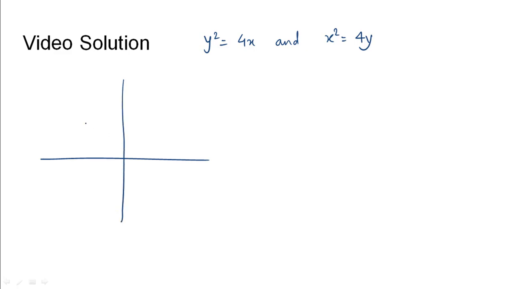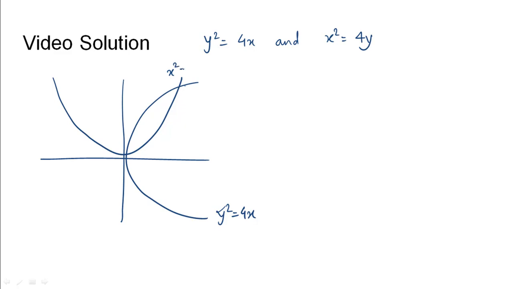In this case, we have been given two curves as y square equals 4x and x square equals 4y, and the angle needs to be computed at origin. So the first curve y square equals 4x would look like this, and the second curve would be oriented along the y-axis and would look like this. So we need to find the angle between the curves at the point origin, that is 0, 0.